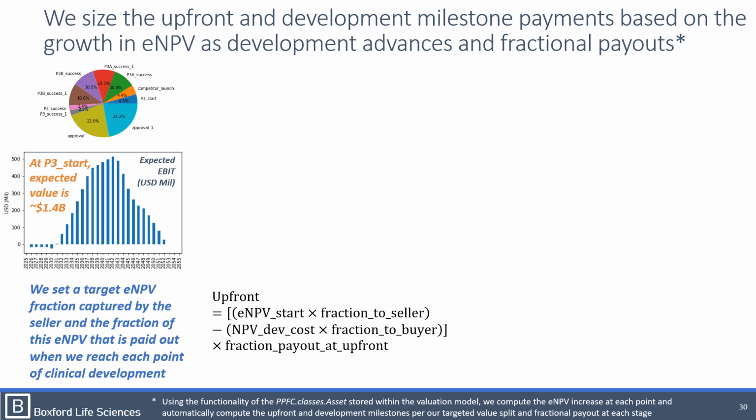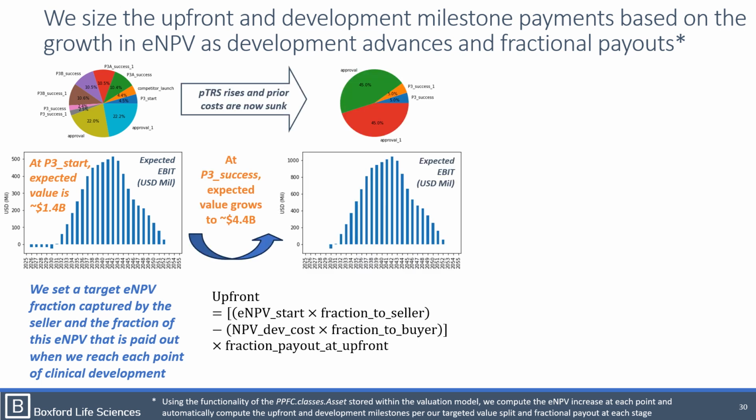We calculate the upfront payment at that time by saying what fraction of that expected net present value at start do we expect the seller to capture through the deal, and we subtract then the net present value that the buyer is already committed to by taking a share of the development costs, and then we say we're going to pay out some fraction of that incremental value at upfront.